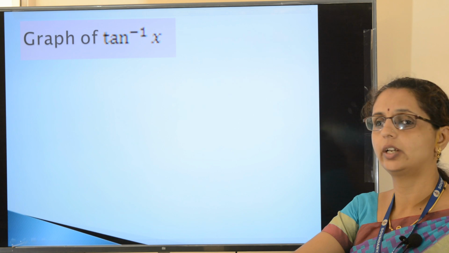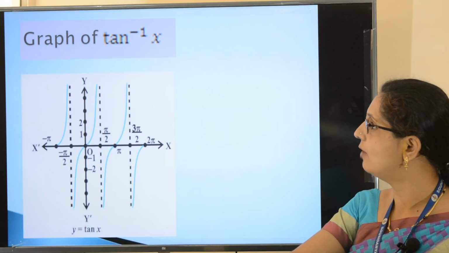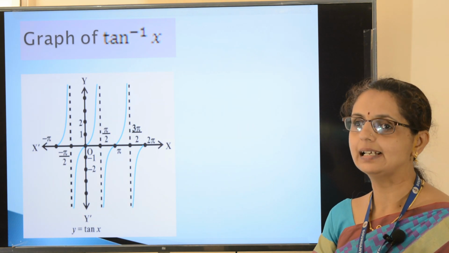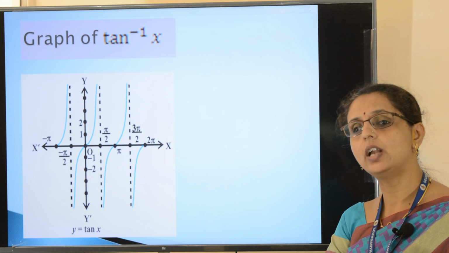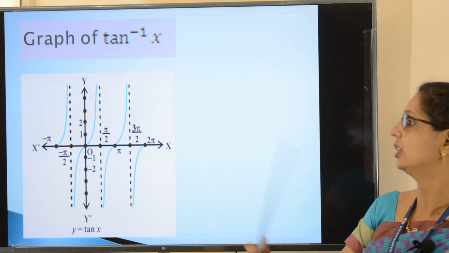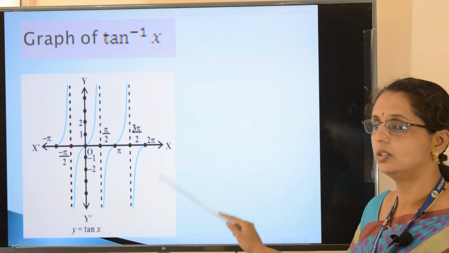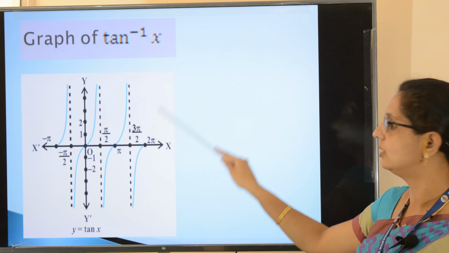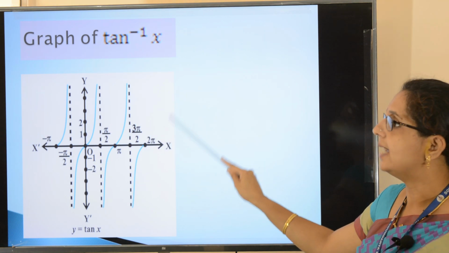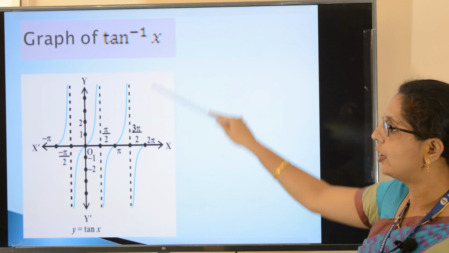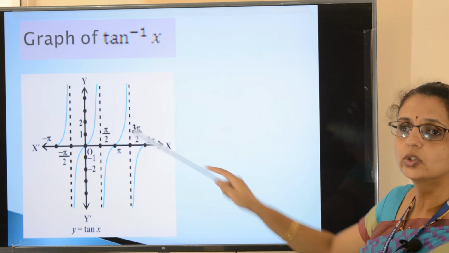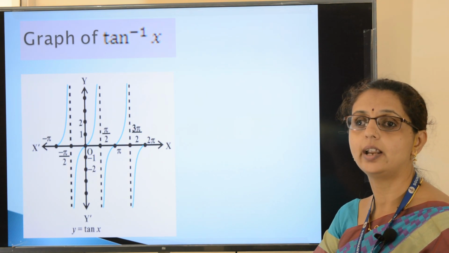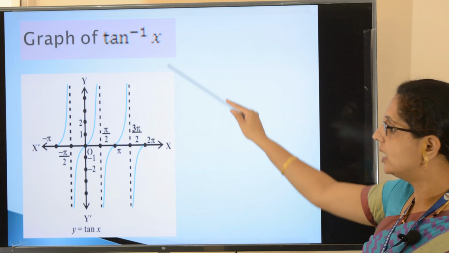Now let us concentrate on its graph. Graph of tan inverse x, yes sure, but before that let us go back a little and summarize what we have studied about the tan x function. This is not a wave curve. Each curve passes through our x-axis, and it is unbounded on both sides. Why is it unbounded on both sides, students? Because we all know that tan of pi by 2 is undefined. It is infinity, so it is unbounded.